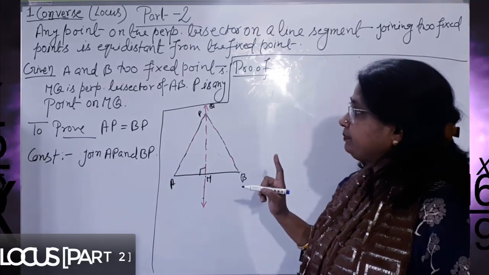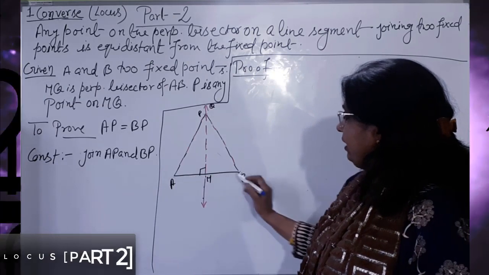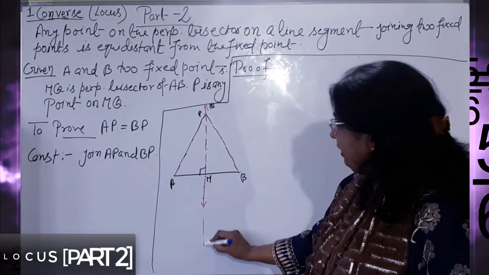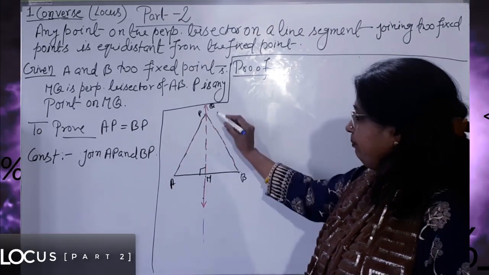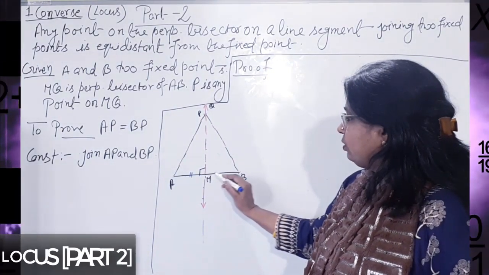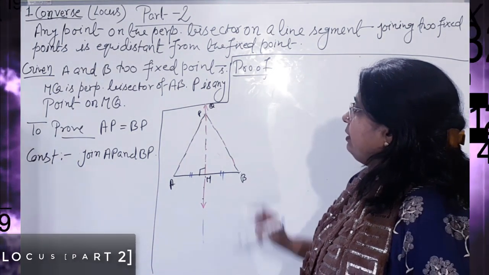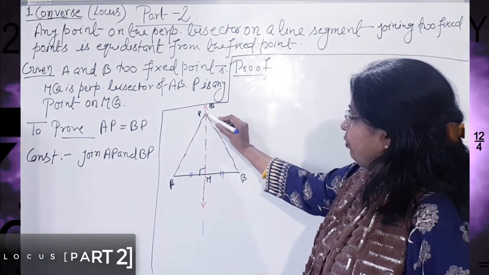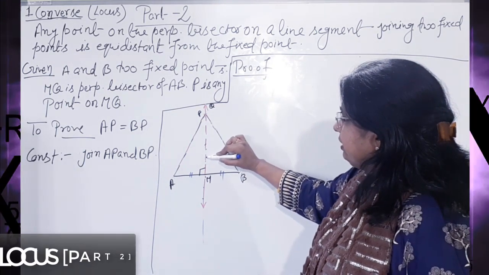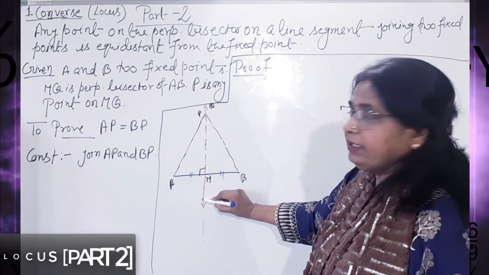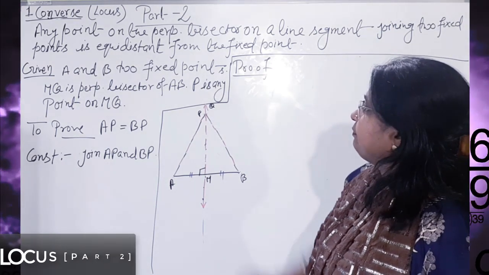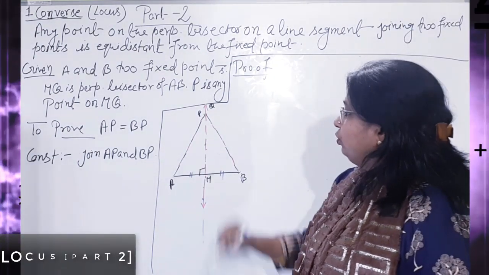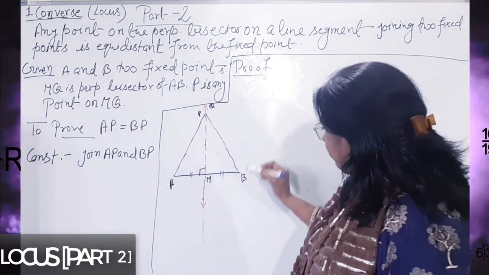What is given? A and B, two fixed points, are given. MQ is the perpendicular bisector. That means AM and BM are equal, also given. P is any point, at random, on MQ. I have taken P here, but you can take it anywhere. Now to prove: AP is equal to PB.